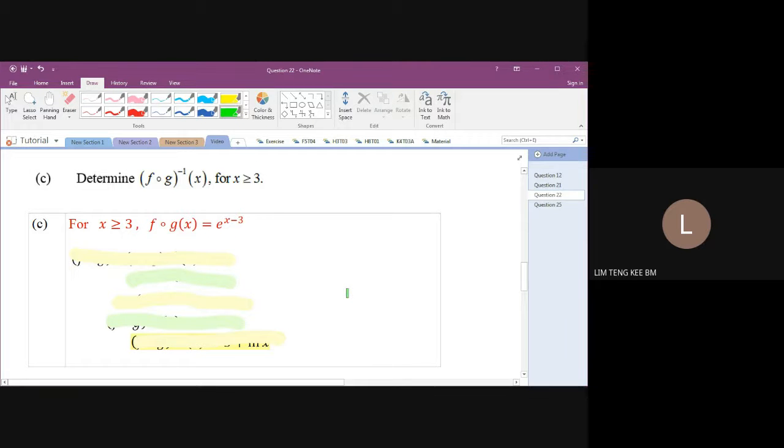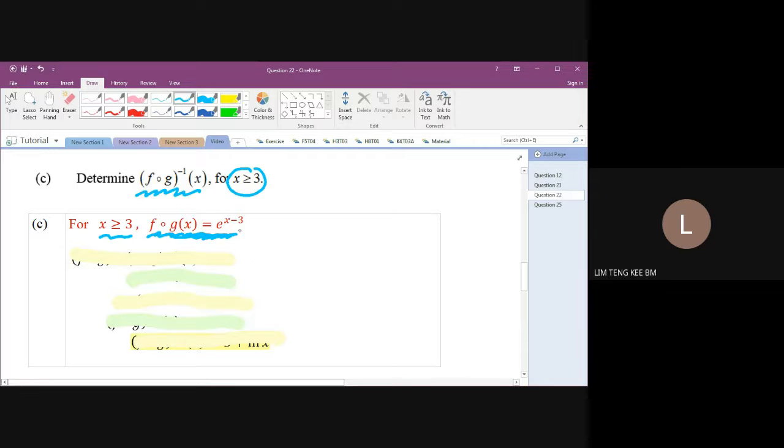Past year question for chapter 5, question 22C. So now in these questions, we would like to find out what is the inverse for the composite fg for the case of x greater than or equal to 3. So what it means here is that we would like to refer to the composite function being e to the power of x minus 3. This is how the composite function is defined when x is greater than or equal to 3.